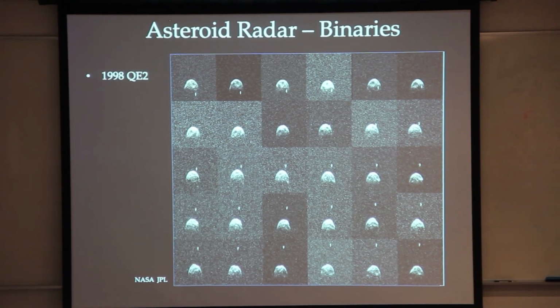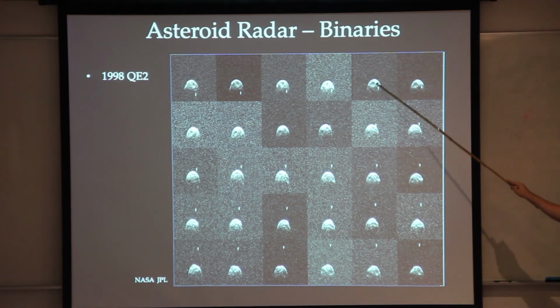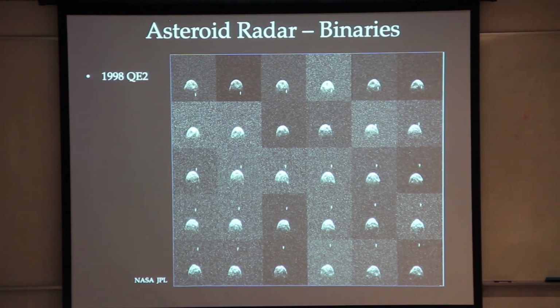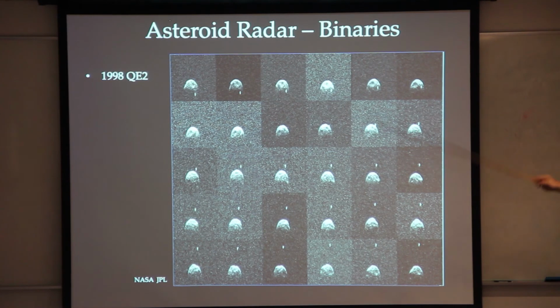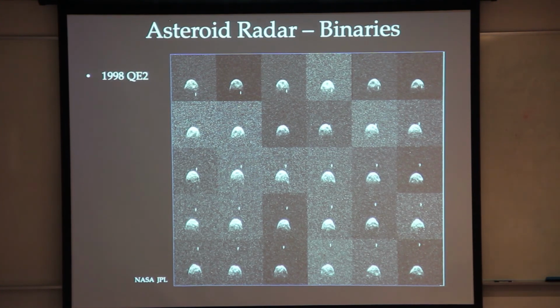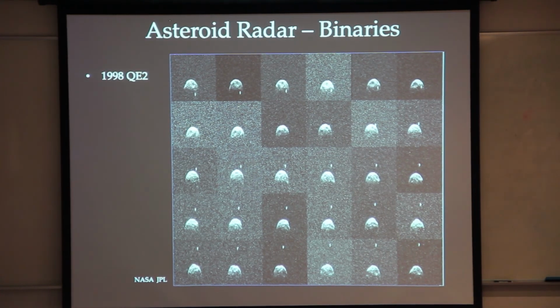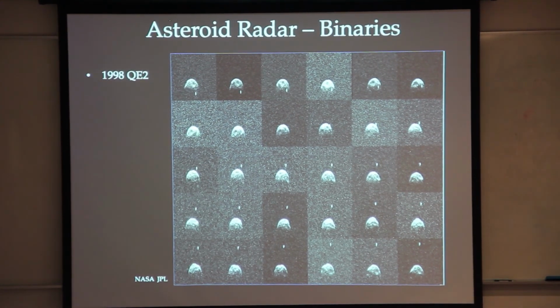And what's really nice about binaries is if you have an orbit, you know the mass of the primary. And so from a single set of radar data, you can get masses for these primary objects, and you get the size of the primary, so you get density as well. And so this is a great way of determining the mass, which is incredibly hard to get from most objects.